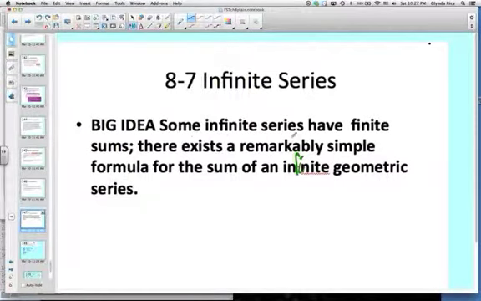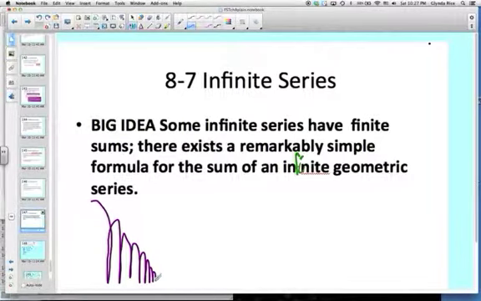So let's go with some infinite series having finite sums. There exists a remarkably simple formula for the sum of an infinite geometric series. The idea being, if I drop a ball from a certain height and it bounces back at a fraction of the height, pretty soon you get to pretty small bounces. And then theoretically, even if they keep going forever, how high they bounce is so small it really does not add to the sum of all the bounces.